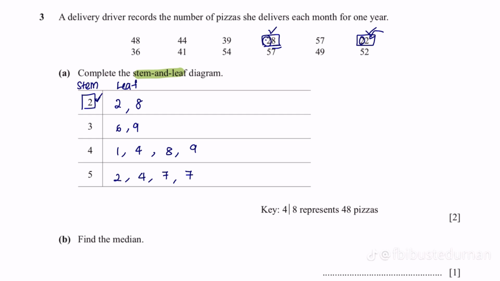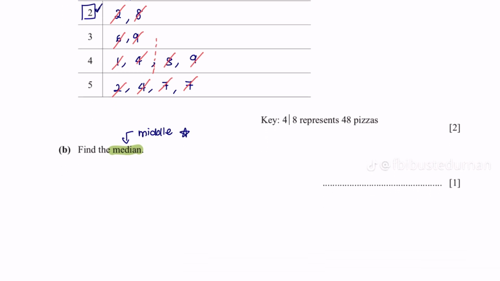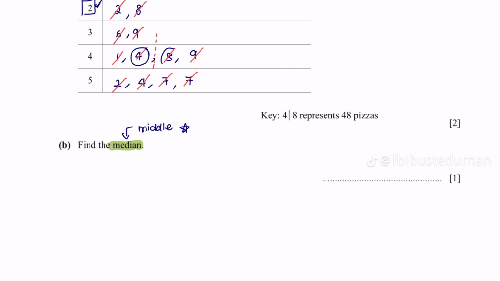Next question, part B. Find the median. To find the median, we're going to look for the middle. And to do that is very simple. I'll just like to cross out from the first number and the last number until we meet in the center. And this here would be the center. So the number which is between 44 and 48 would be 46. So the answer is 46.